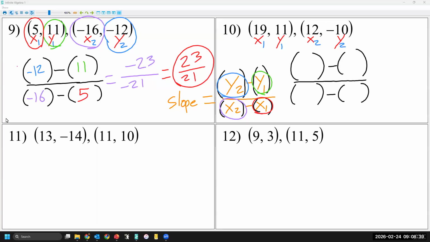All right, first thing, we'll try to use the same colors from earlier. I circled Y2 in blue. There's my Y2 and it's negative 10. I circled Y1 in green. Y1 right there is 11. Down in the bottom, I circled x2 in purple. X2 is 12. And lastly, x1, circled in red, is 19.